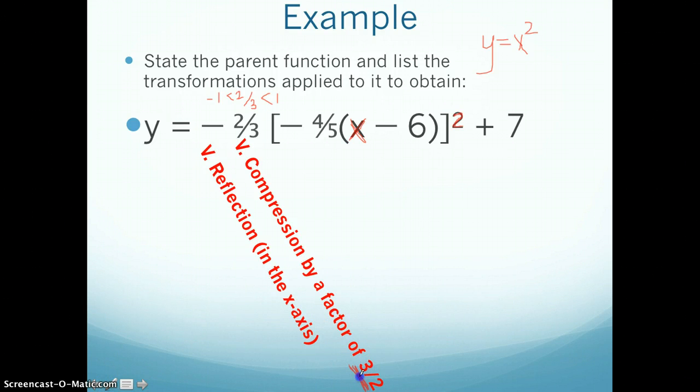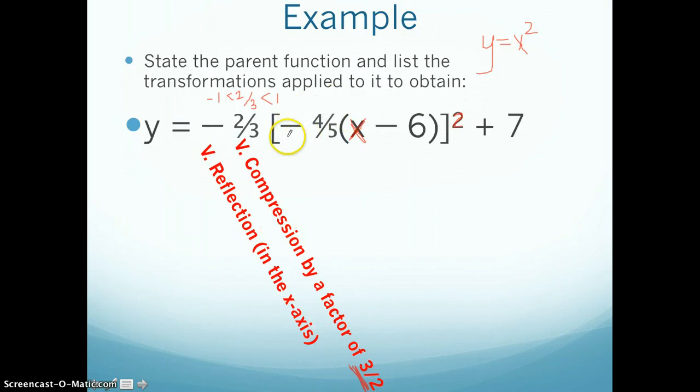Now you'll notice that 3/2 is the reciprocal of 2/3. It's just the way that I'm describing it, vertical compression by a factor of 3/2. If you want, you can say vertical stretch by a factor of 2/3, which is grammatically accurate, but we'll talk more about that tomorrow. Okay, let's leave that there for now.